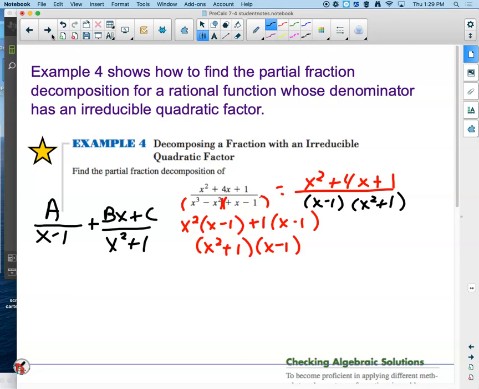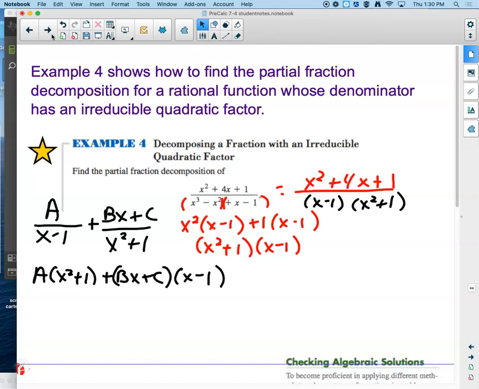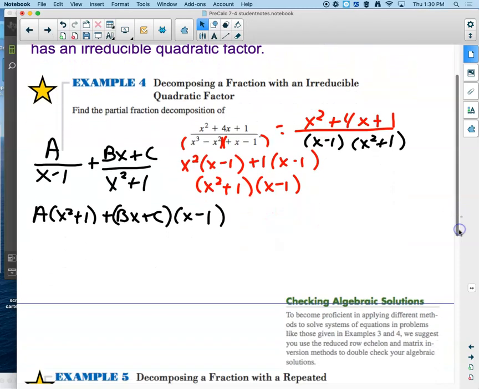Now let's build it back up and think, all right, if it's going to have the common denominator of x minus 1 times x squared plus 1, the a is going to need the x squared plus 1, and the bx plus c is going to need an x minus 1. So we see this is a little more involved than what we had to do when we had the linear factors. We distribute our a, and we go ahead and use FOIL on the quantity bx plus c times the quantity x minus 1.